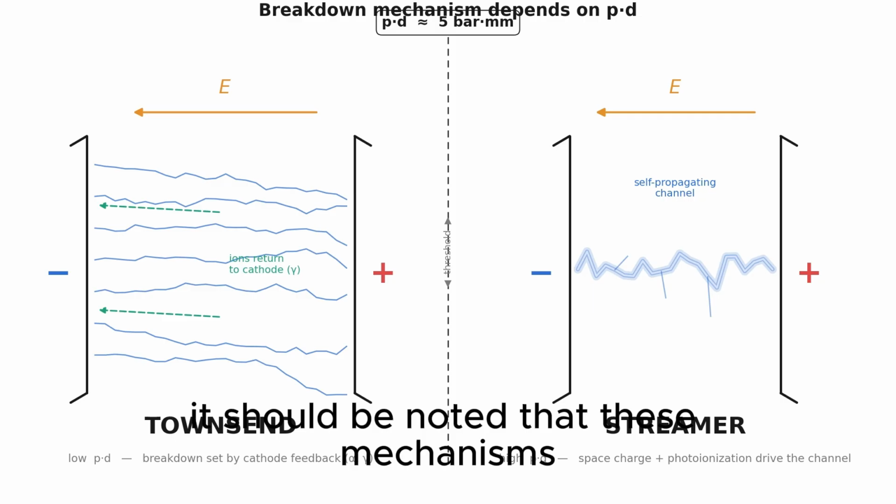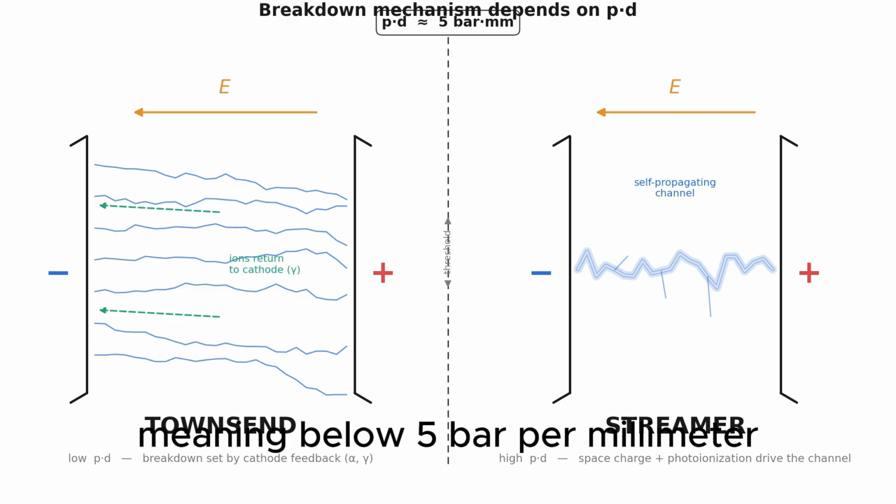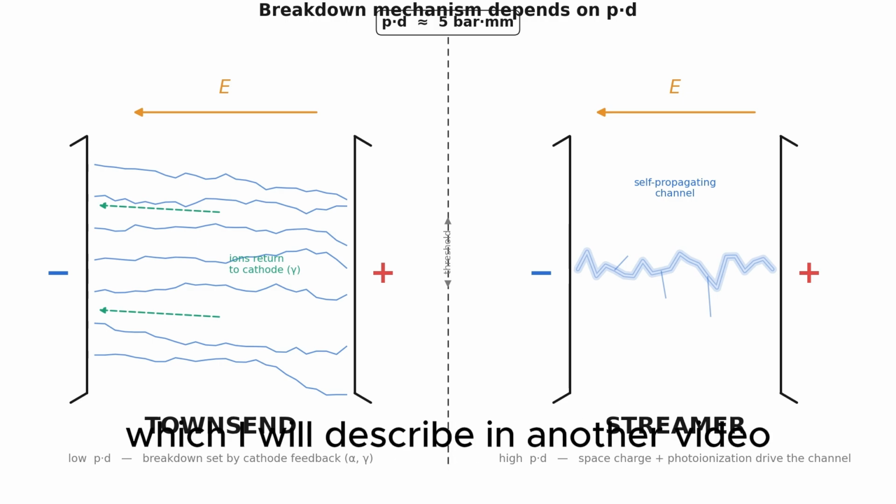It should be noted that these mechanisms, the Townsend mechanism, are only valid for gases at low pressure, meaning below 5 bar per millimeter. At higher pressure, it's the streamer mechanism, which I'll describe in another video.